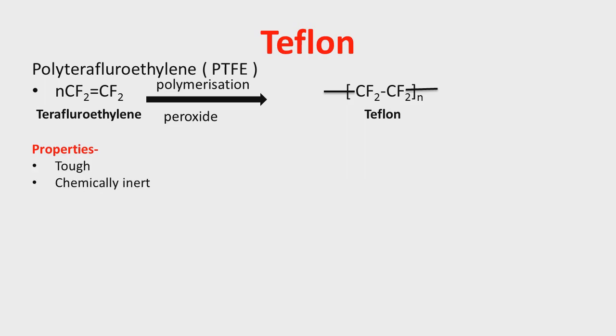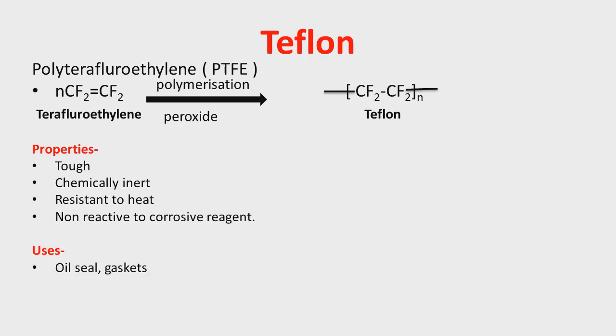Teflon is tough and chemically inert. It means that it does not react unnecessarily with another substance. Teflon is resistant to heat and also it is non-reactive to corrosive reagents. Teflon is used in making oil seals and gaskets, and also in manufacturing of non-stick cooking utensils.